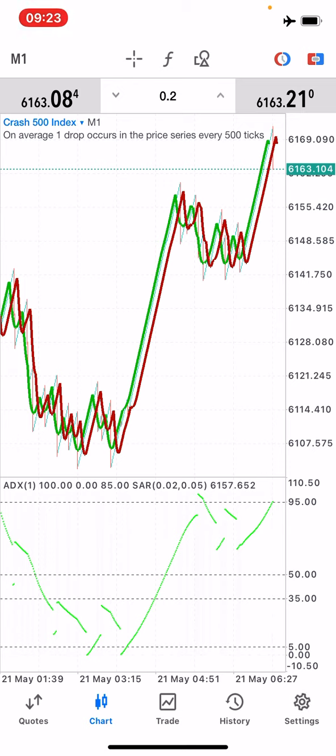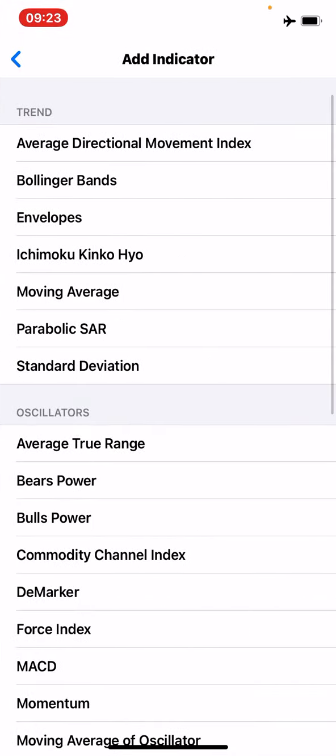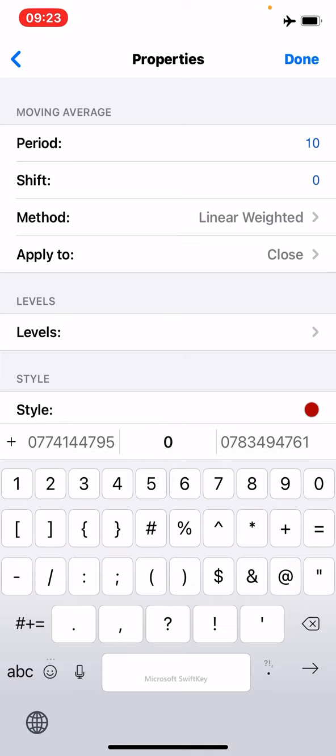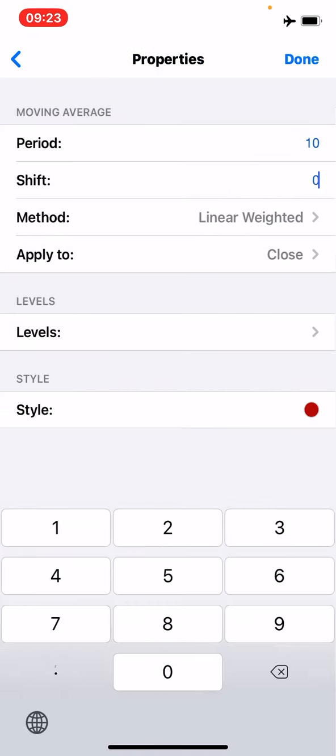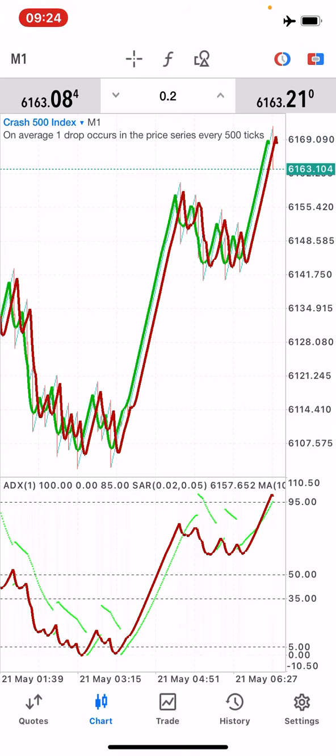All right, then the next indicator, or the last one, is a moving average, which is also going to go to indicator window 1 like this. It's a moving average. This time it has a period of 10, a shift of 0, a method of exponential, apply to close, and the color red, and then you click on done.